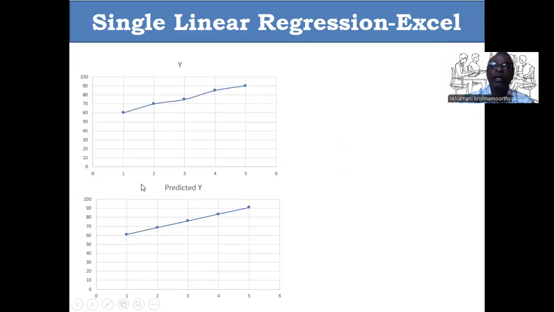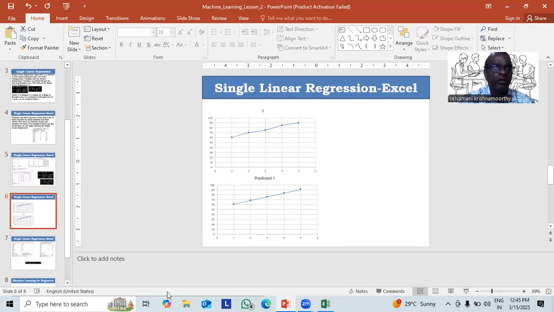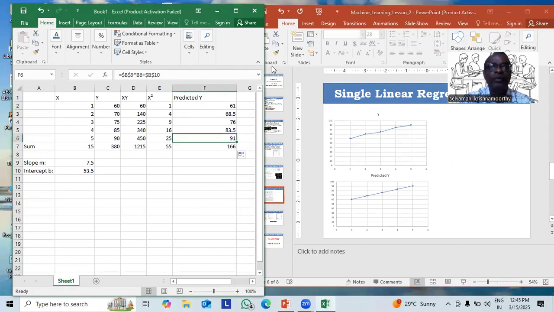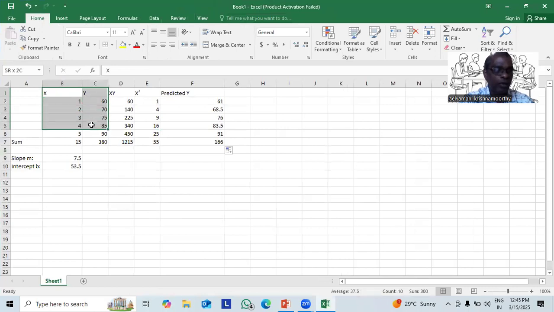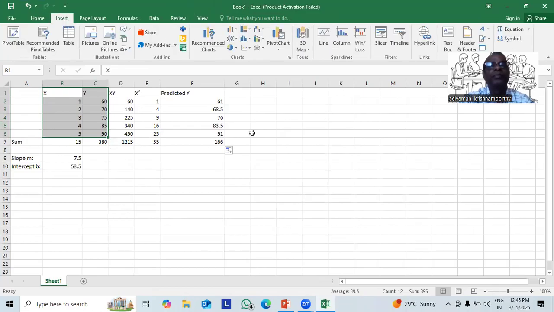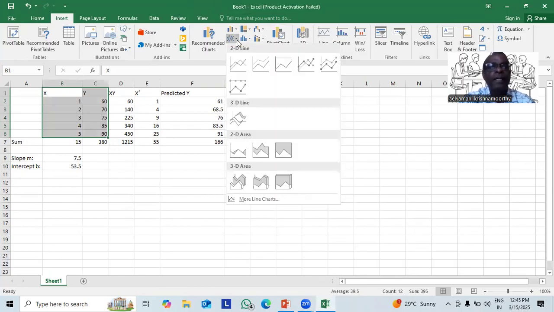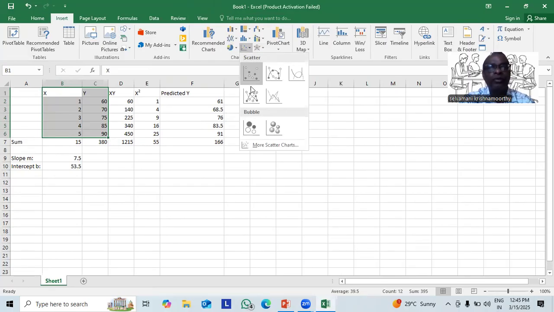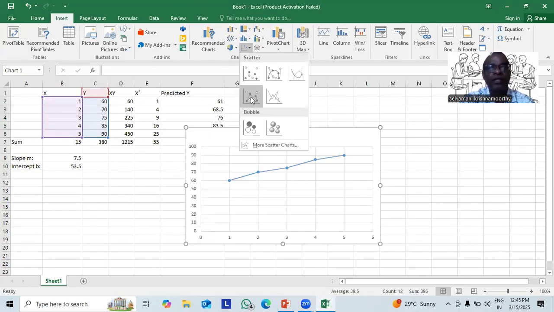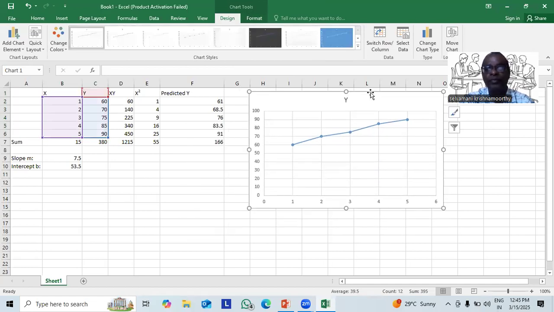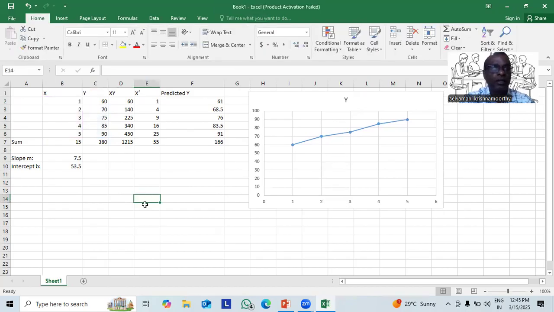Before that, let me draw one line, one diagram. Here I have x and y. I want to draw one straight line for x and y. Go to insert, and then you can go to the scatter plot. This is scatter with the point. I want scatter with the line. This is y.